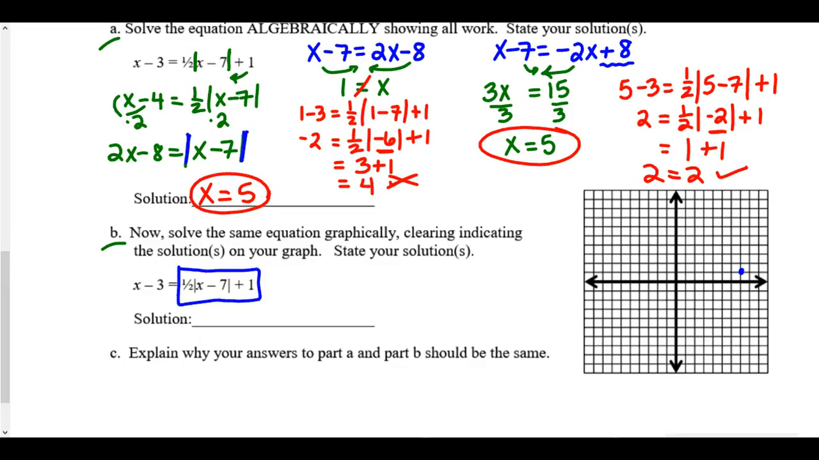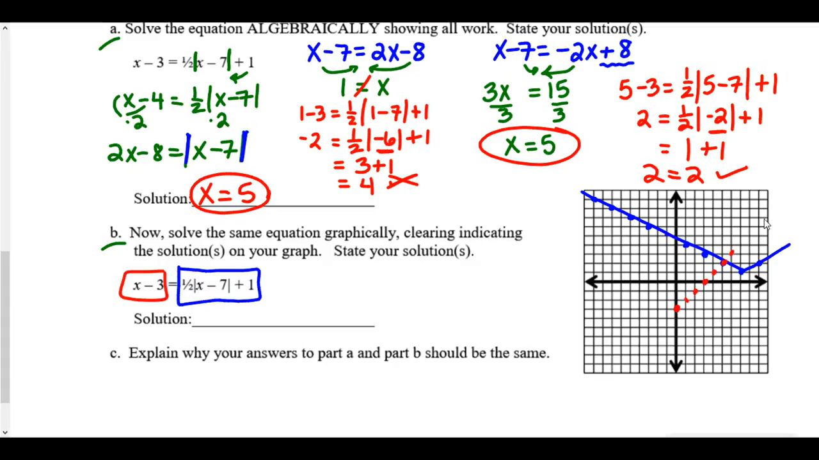And then I have the 1/2. The 1/2 is going to be my slope. So from my anchor point, I'm going to go up 1 over 2. I'm going to plot lots of points. If I'm solving by graphing, I want a nice straight line. Okay, then I need to graph the left-hand side. The left-hand side was x minus 3. That's a line with a y-intercept of -3 and a slope of 1.